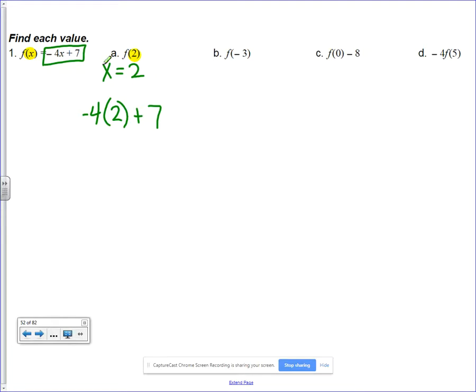How would you read letter B? F of -3. Well, that -3 is where the X is, correct? So that means the X is -3, which means I'm going to take out the X and I'm going to put in the -3.